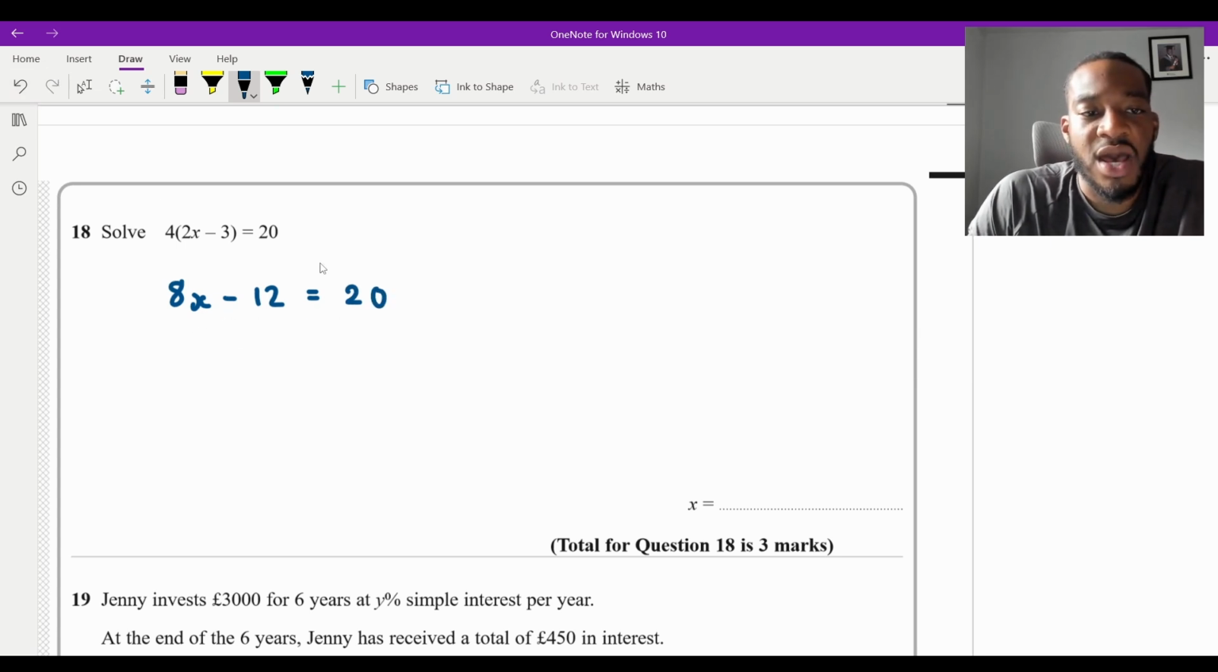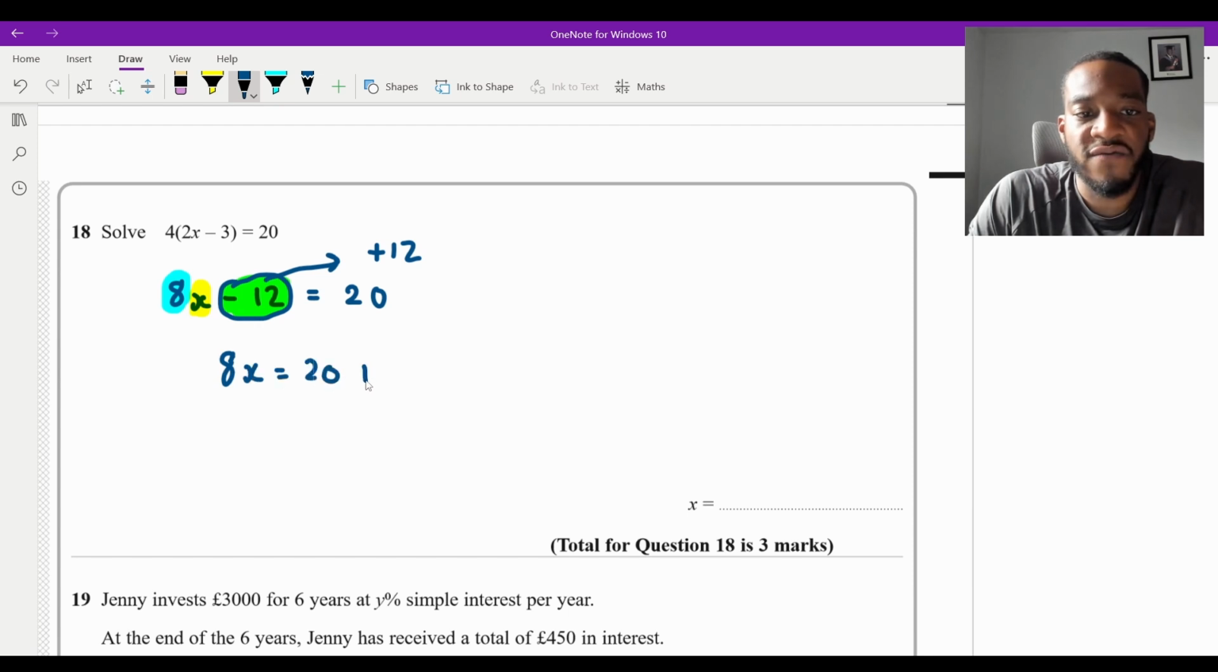Now what I'm going to do is I'm going to add 12 to both sides. Remember, we're trying to get x on its own, so we need to isolate this. We need to get rid of this minus 12, and we also need to get rid of this 8. Now you always get rid of the number furthest away, which is a minus 12. So I'm going to add 12 onto both sides. So that will give me 8x is equal to 20 plus 12, and 20 plus 12 is 32.